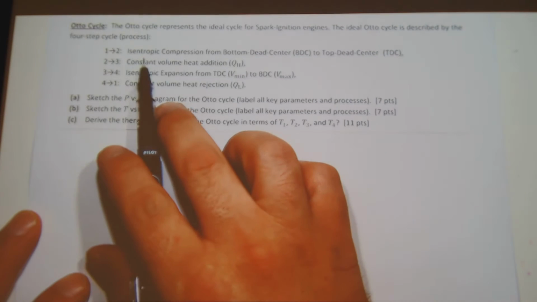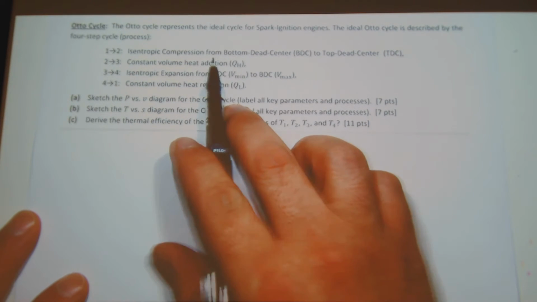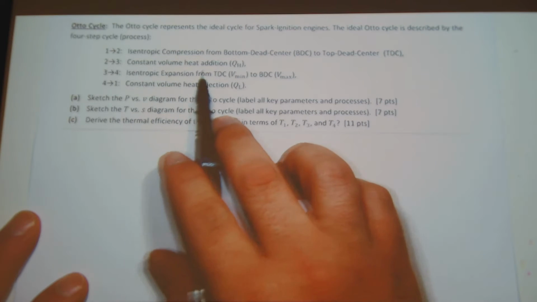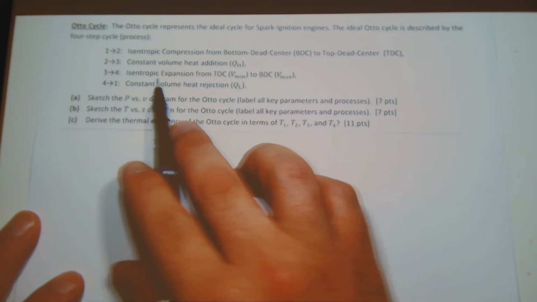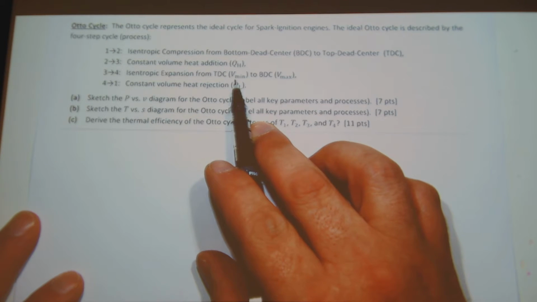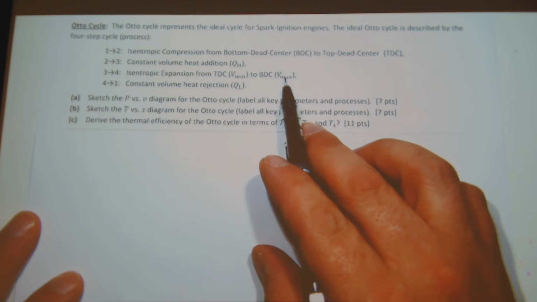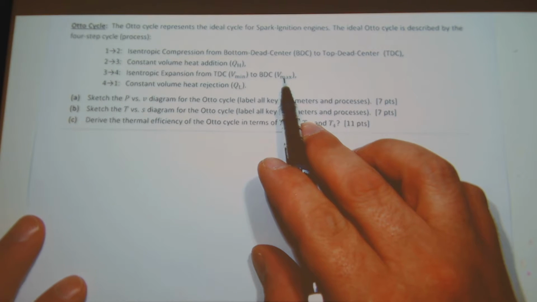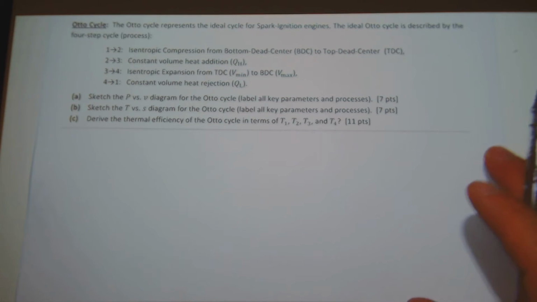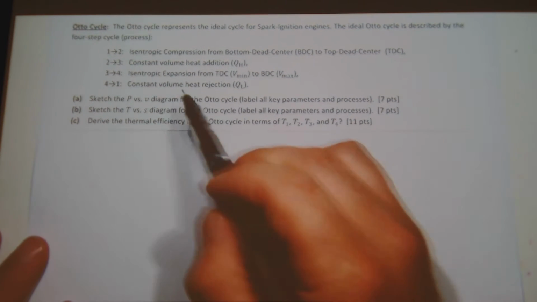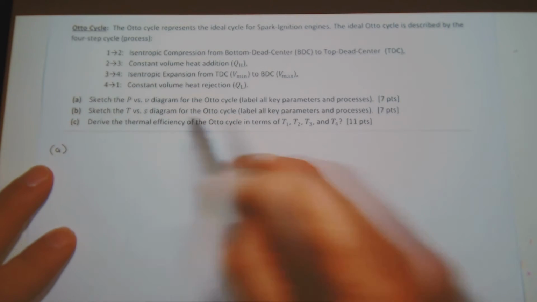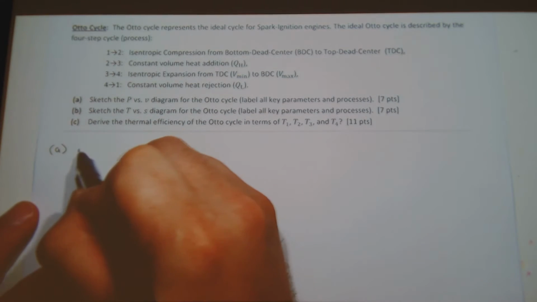It's described by isentropic compression from bottom dead center to top dead center, constant volume heat addition, isentropic expansion from top dead center, which is the minimum volume, to bottom dead center, which is the maximum volume of our piston system, and then constant volume heat rejection. So I describe it here, and I have parts A and B: sketch the PV and TS diagrams.